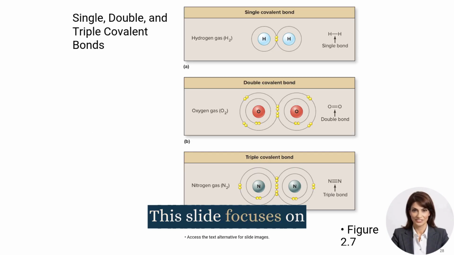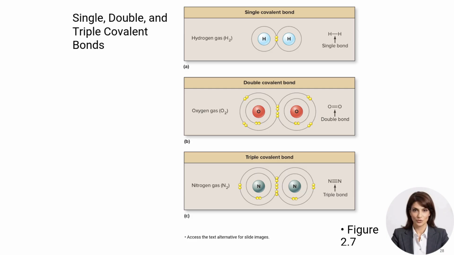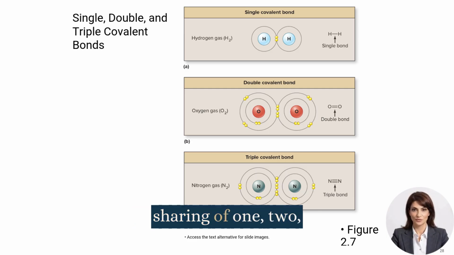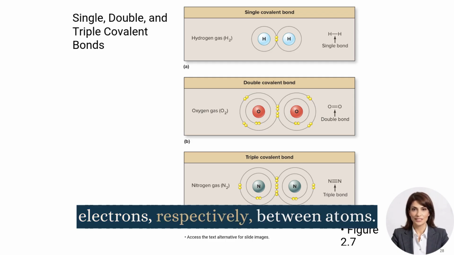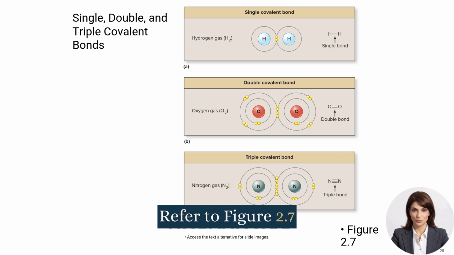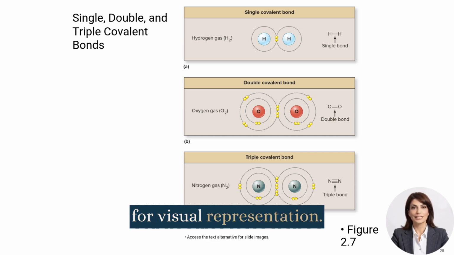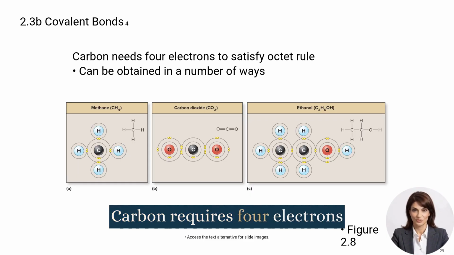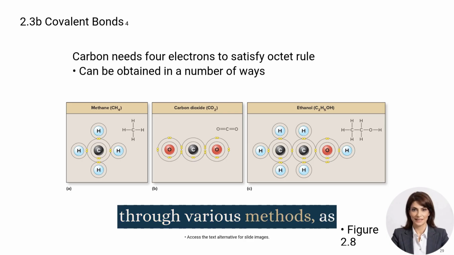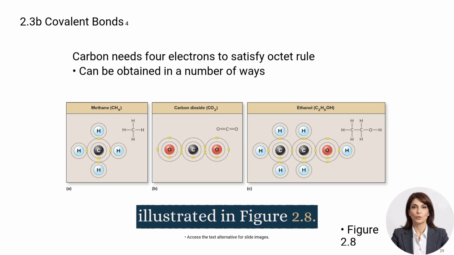This slide focuses on single, double, and triple covalent bonds. These bonds involve the sharing of one, two, or three pairs of electrons, respectively, between atoms. Refer to Figure 2.7 for visual representation. Carbon requires 4 electrons to fulfill the octet rule. This can be achieved through various methods, as illustrated in Figure 2.8.